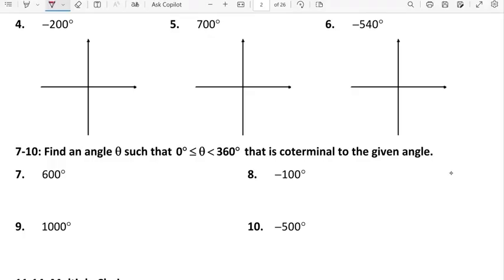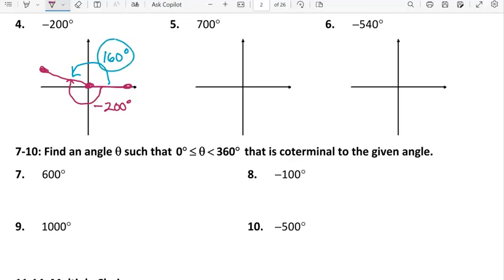In number 4, we have a negative 200-degree angle. Starts on the positive x-axis and rotates in a clockwise direction this time. There's 180 degrees, and an additional 20 degrees takes us into quadrant 2. So that's a negative 200-degree angle, and an angle that's between 0 and 360 that stops in the same place or has the same terminal side is a 160-degree angle. Notice those two angles add up to 360.